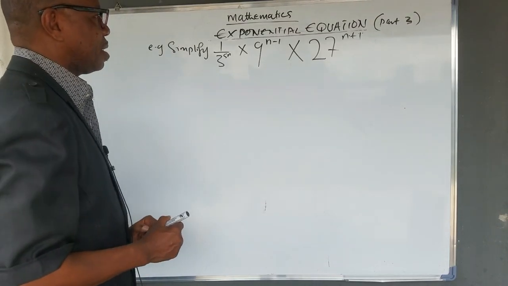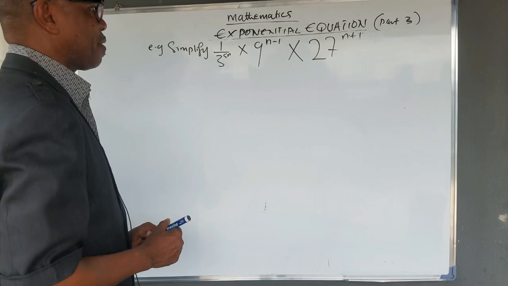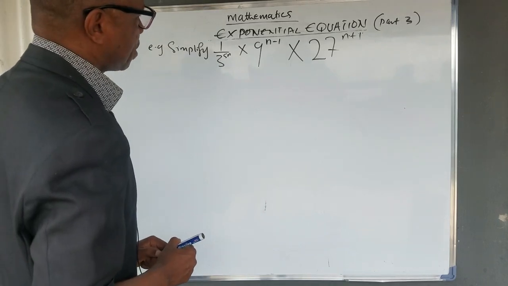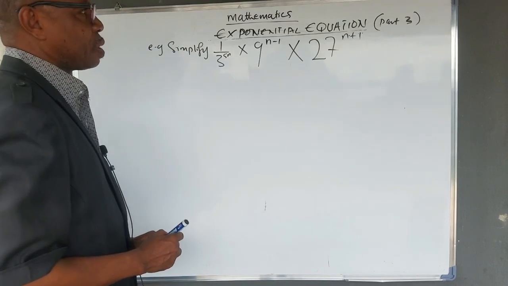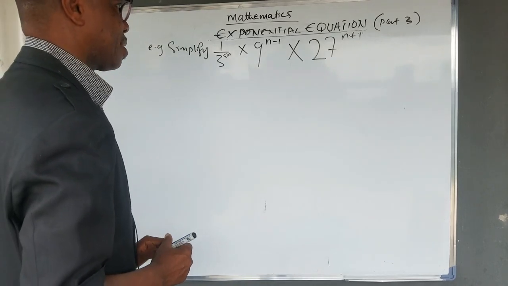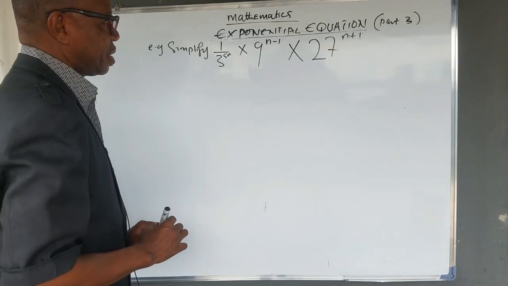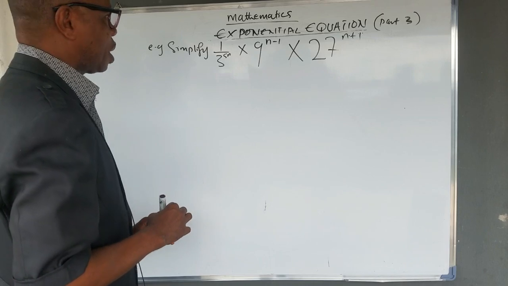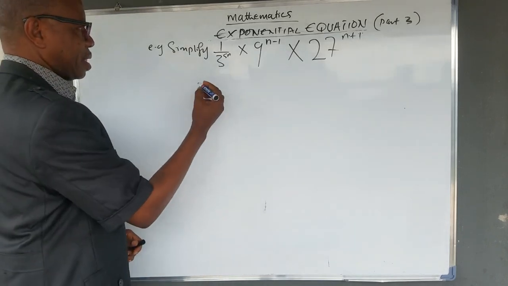Now, this question is another interesting one. 1 over 3 raised to the power 5n times 9 raised to the power n minus 1 times 27 raised to the power n plus 1. Like I said, your target is to bring them to a common base. And definitely from the look of things, the common base here is going to be 3. Let me start from this one.